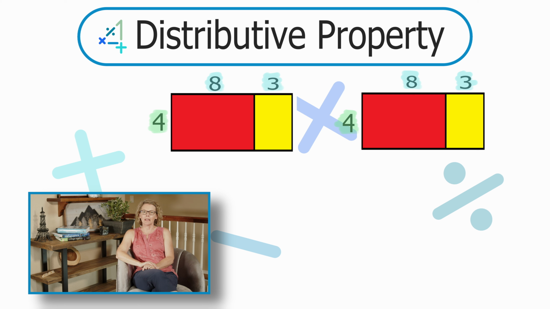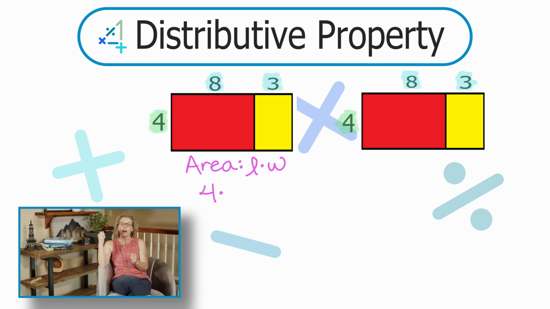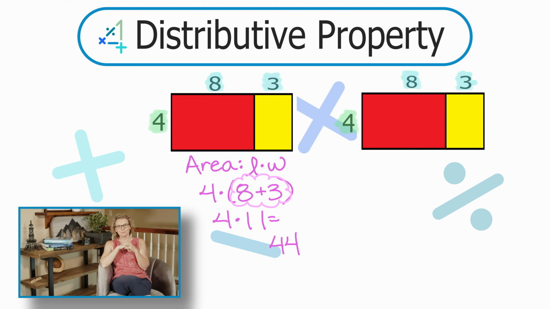First, I will look at it as one big rectangle. The area of a rectangle equals length times width. I'm going to put the width first because it helps my equation look like what we're already familiar with, 4. That times our length, and our length is 8 plus 3. I need to put that in parentheses because it's 4 times whatever my length is, which is 8 plus 3. Add it up. 8 plus 3 equals 11. My area is 4 times 11, which is 44.